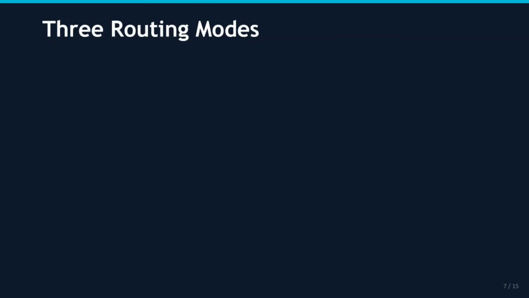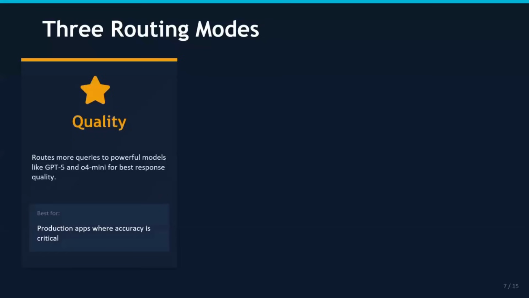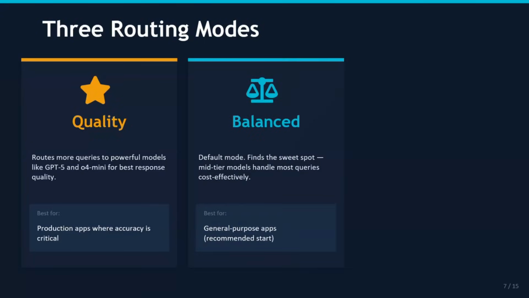As I mentioned, there are 3 routing modes. We have quality, which routes more queries to powerful models. Use this when accuracy is non-negotiable, like medical, legal, financial. We have balance mode, which is the default selection, and where I recommend you start. That's the sweet spot between cost and quality for most applications.